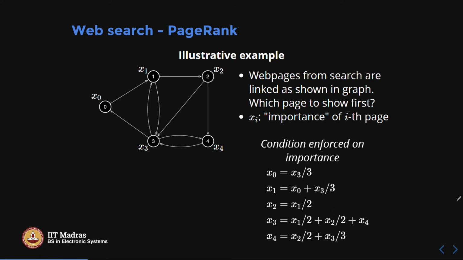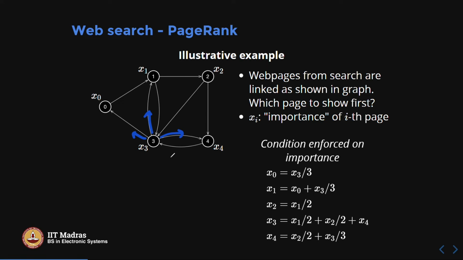The x3 divided by 3 should be contributed to page 1. x3 divided by 3 should also be contributed to page 4 because of these connections, these three connections. You have x3 by 3 being contributed to the 0th page, first page, and the 4th page. Notice once again, why did I get the 3 in the denominator? That's because x3 is pointing to all 3 pages. So its importance divided by 3 should contribute to the importance of page 0, page 1, page 4.